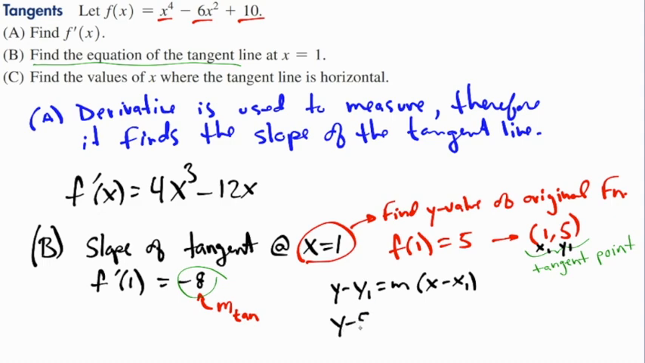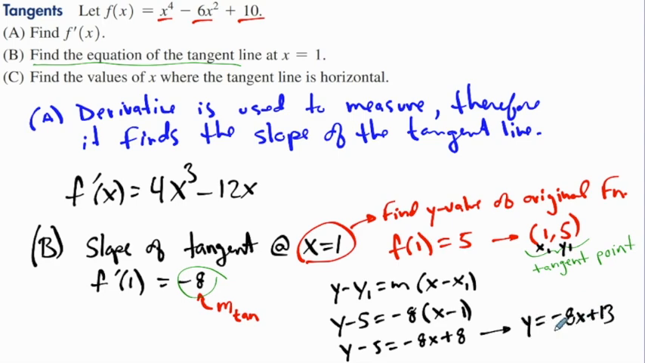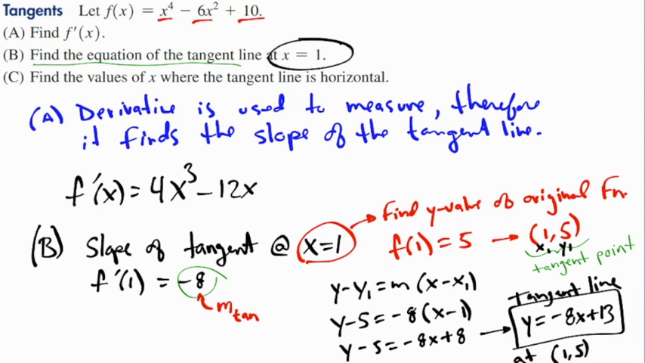This gives us y minus 5 equals negative 8 times x minus 1. And this gives us y minus 5 equals negative 8x plus 8 after I use distributive property. And finally, I can say y equals negative 8x plus 13. And this is the equation of our tangent line at the point 1, 5. And if they change the x value we're working at, we get a completely different tangent line because the slope will change and the given point will change.